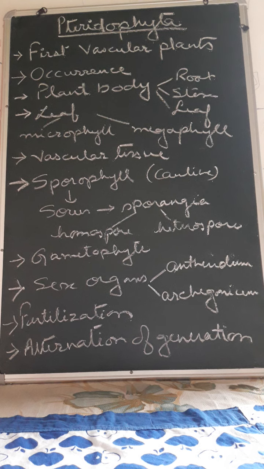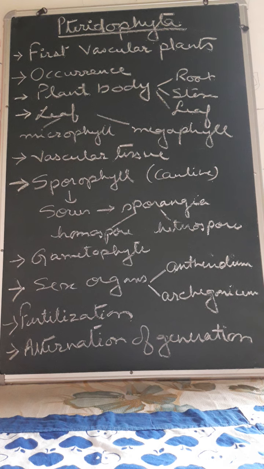Then it is divided into root, stem and leaves. The stem is a herbaceous underground rhizome. Leaves are of two types, microphyll and megaphyll. Microphylls are smaller in size, megaphylls are larger. There are vascular tissues, xylem and phloem are present. Xylem tracheids are there, and in some cases vessels may be present. And phloem sieve cells are there, plus albuminous cells are also present.